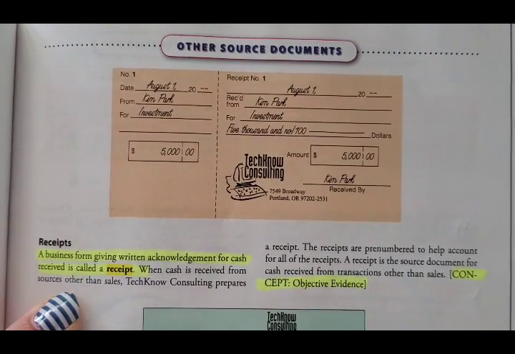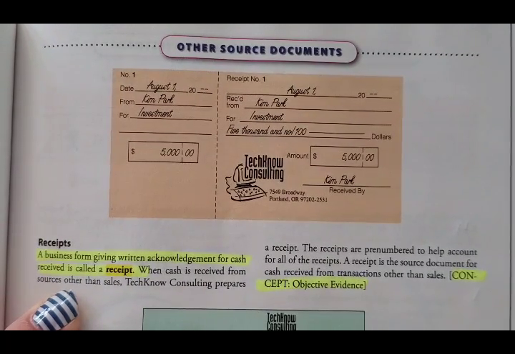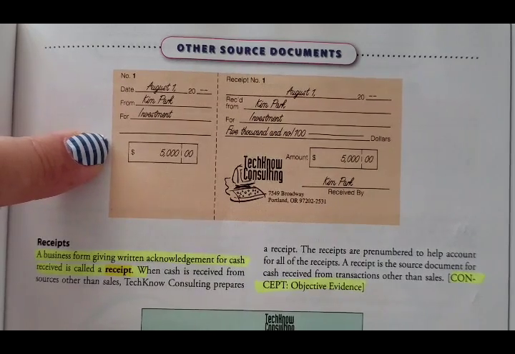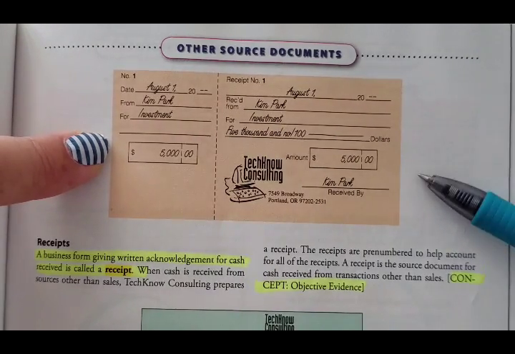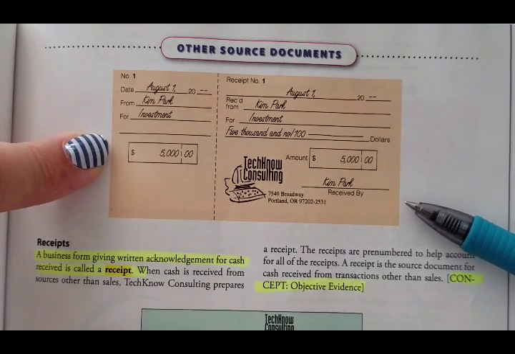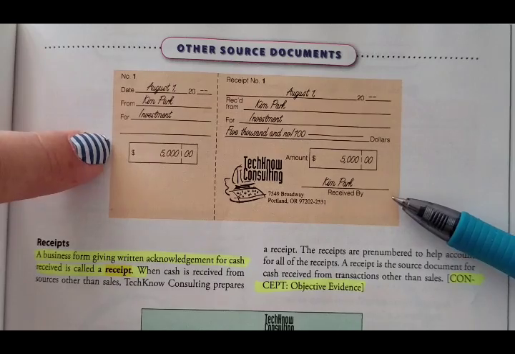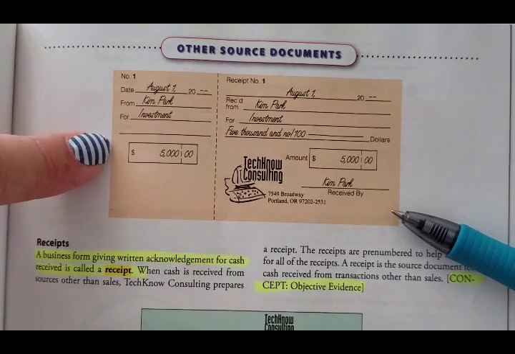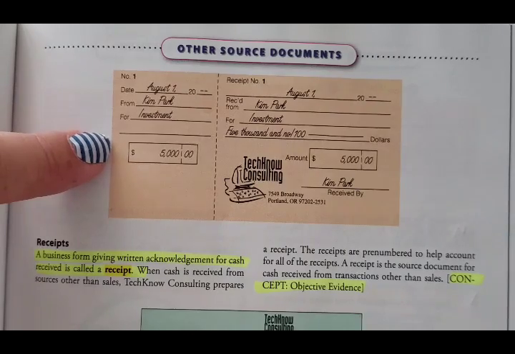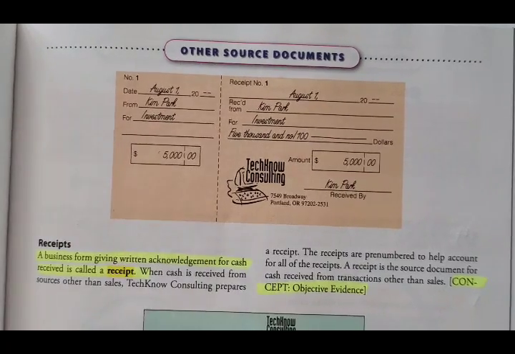Okay. The next one is a receipt. This is a business form giving written acknowledgement for cash received. So you know what a receipt is. You go to the store, you get a receipt. This one just happens to be written out. You paid your FBLA dues. I wrote out a receipt and gave it to you. It is proof that cash has been paid to somebody. In this case, our cash has been received. So when we receive any cash from somebody, we're going to fill out a receipt. That way we know where the cash came from.